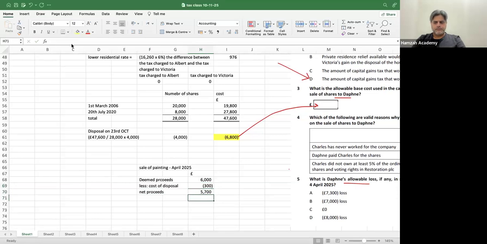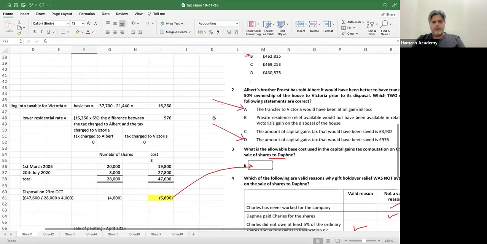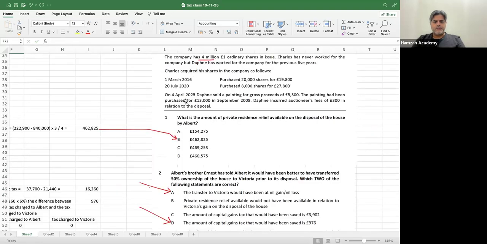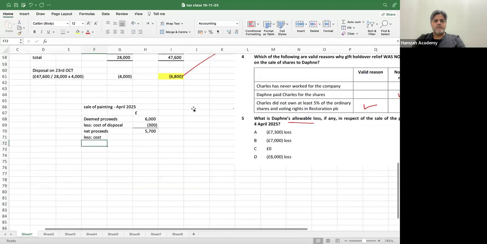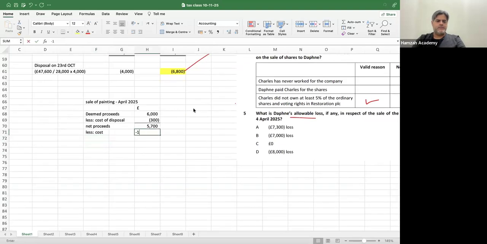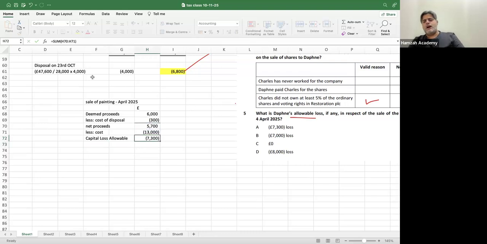Here we go. And then I am going to deduct the cost. The purchase was for 13,000, so I'm going to minus this 13,000. So the capital loss is going to be 7,300.